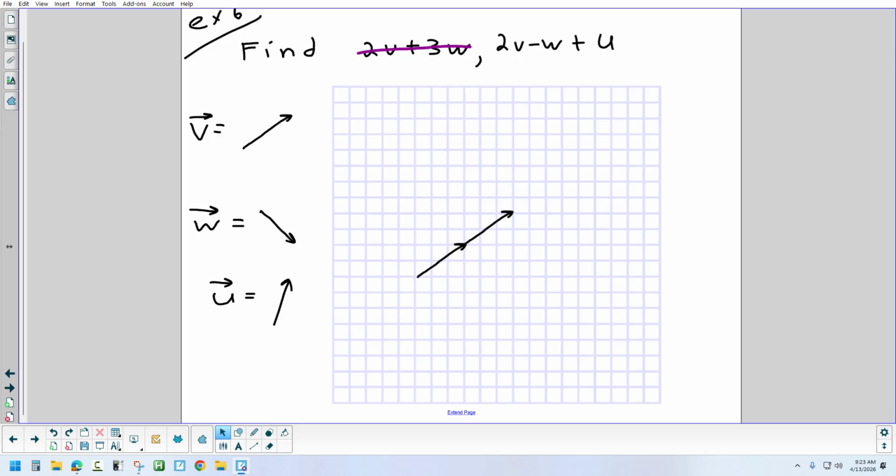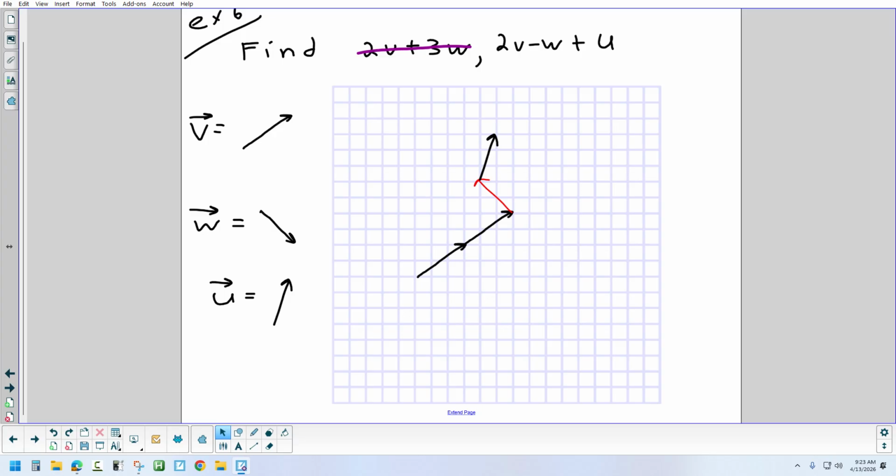Yep, Jackson. Flip the W vector. Yep, so I'm just going to do this by hand because it's a little quicker. Okay, so there's W, and I flip the direction, so that's going to go right about there. So now I've got 2v minus W. And Vanessa, what do I need to put on the end of that? U. So let's take U, copy it, and we'll put that right there. Okay, so there's the visual of 2v minus w plus u.